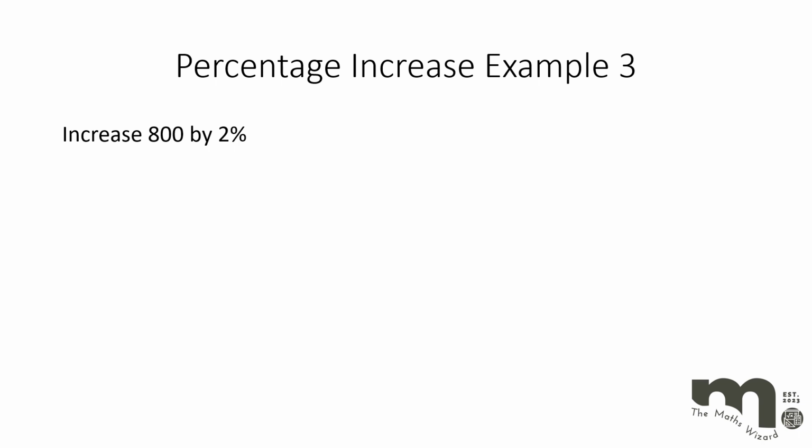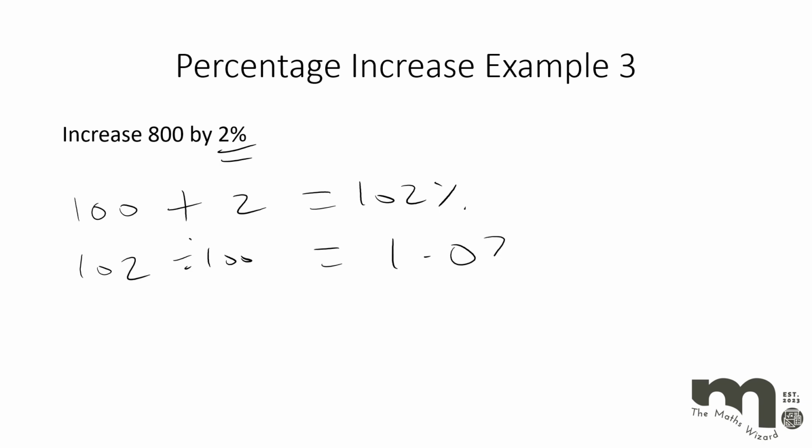This one says increase 800 by 2%. I'm just going to go straight to the multiplier method for this one. For 2%, if we do 100 add 2, that's 102%. If we do 102 divided by 100, our multiplier is 1.02 for this one. Be really careful with your single digit percentages, so your percentages that are less than 10%. 1.2 would be a 20% increase. That's sometimes where people do get a little bit confused. Now all we've got to do is 800 times 1.02, and that is going to give us 816 for this one.